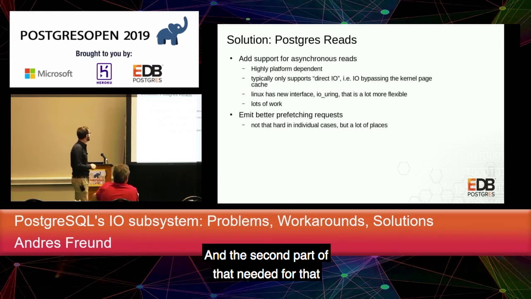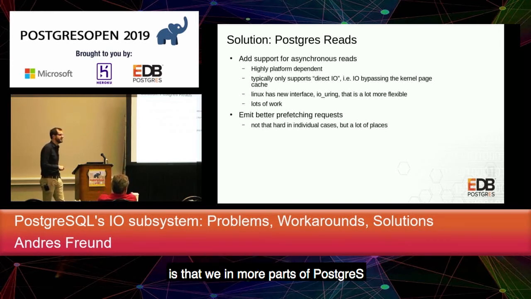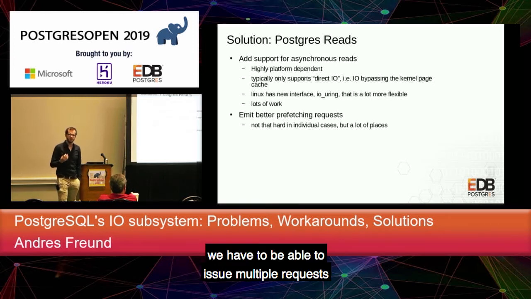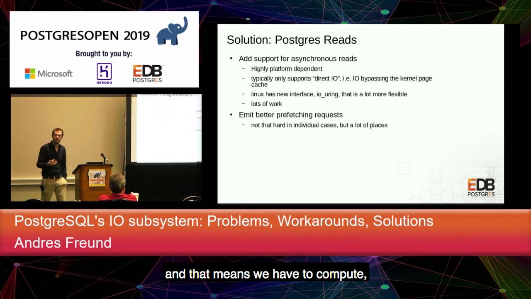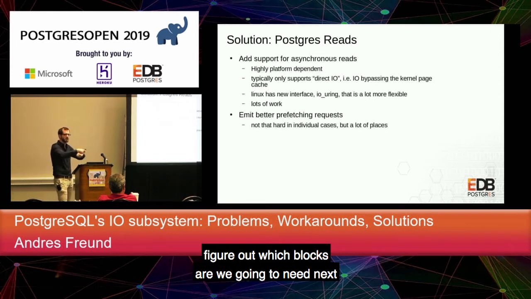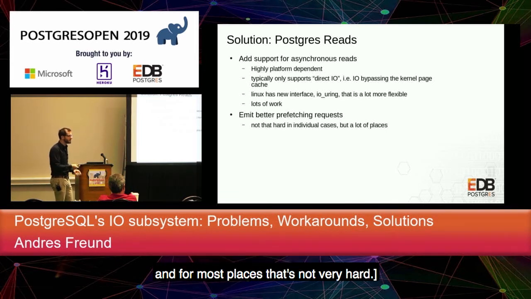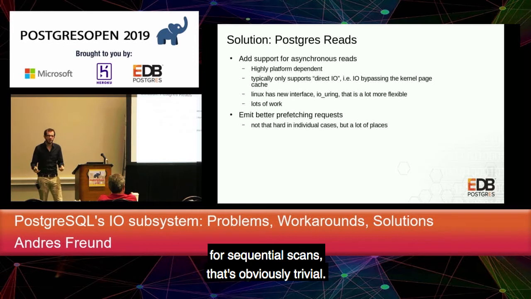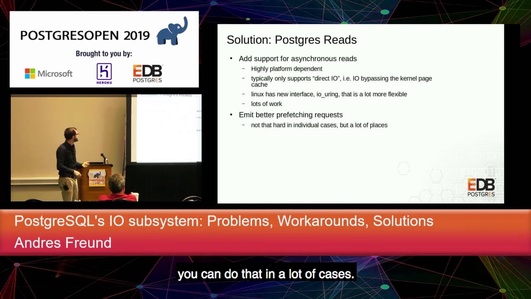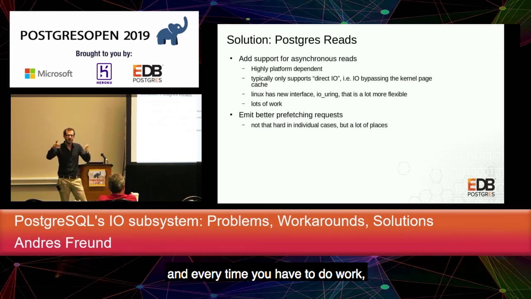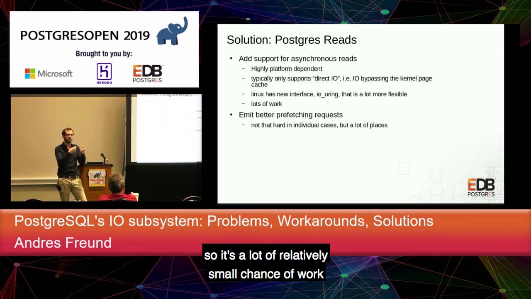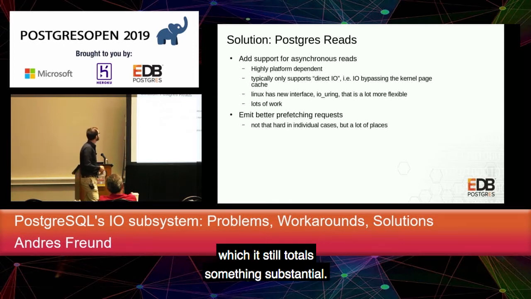And the second part that's needed for that is that in more parts of Postgres, we have to be able to issue multiple requests to the disk or the operating system in parallel. And that means we have to figure out which blocks we are going to need next. And for most places, that's not very hard. For sequential scans, that's obviously trivial. But even for index scans, you can do that in a lot of cases. But you have to modify different parts of Postgres, and every time you have to do work. So it's a lot of relatively small chunks of work, but it still totals something substantial.